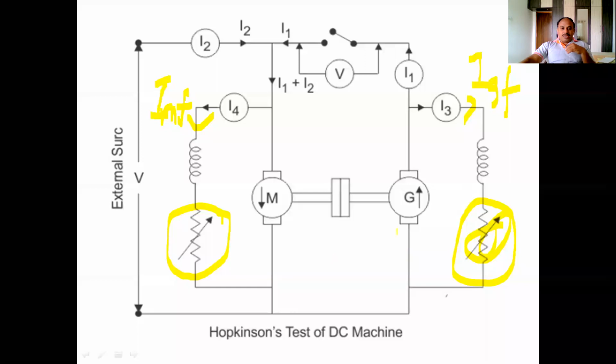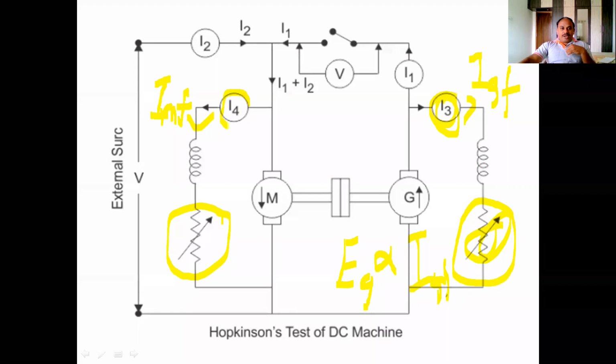Eg, the generated EMF, is proportional to IF. That is IGF. This IGF equals this I3. This IGF is measured by this ammeter. This ammeter measures current through this field winding of the generator.